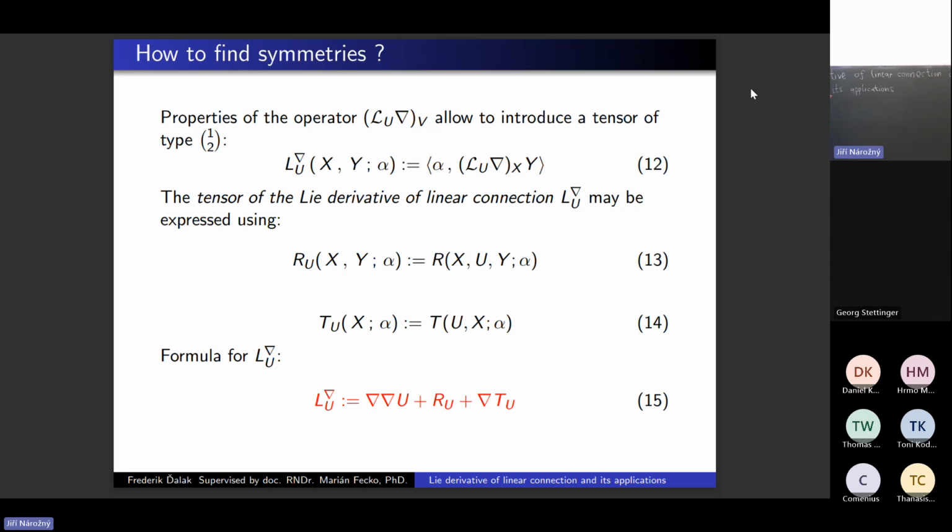Yes, and so now that there is an equation which allows us to compute the symmetries, we can also look at... May I have a question? Yes, of course. To the next slide.